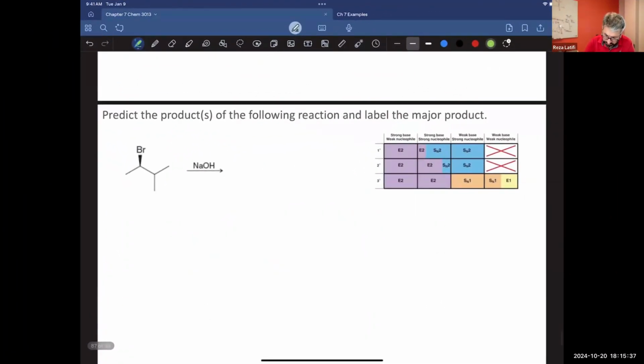Another one, we have a base. Our base is a strong base. Is it bulky? No. Okay, no steric effect. How about the carbon? Carbon is a secondary carbon, and this one doesn't have, again, much steric effect. So we get two products.